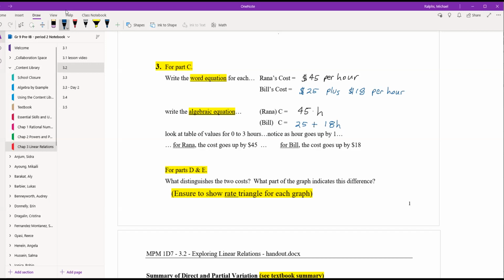And if we look at the table of values, we've already sort of gone through that. I went up to 4 hours, but that's okay. We looked at the hours going up one at a time, so in what's called the discrete manner, we're counting up by ones. The cost for Rana was going up by 45, and for Bill, the cost was going up by 18, even though his started at 25.